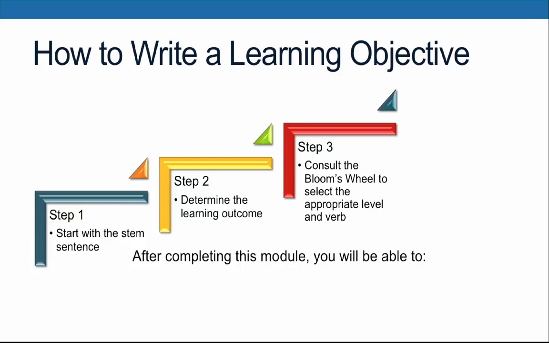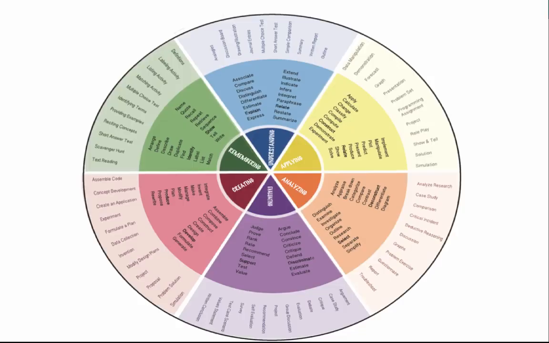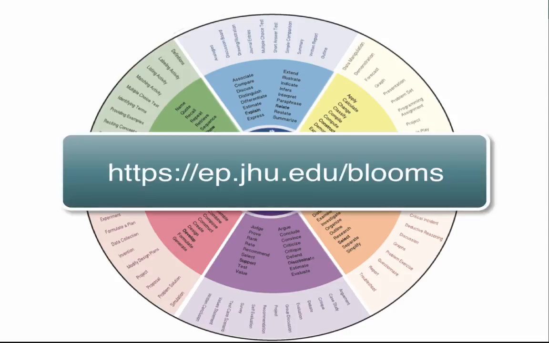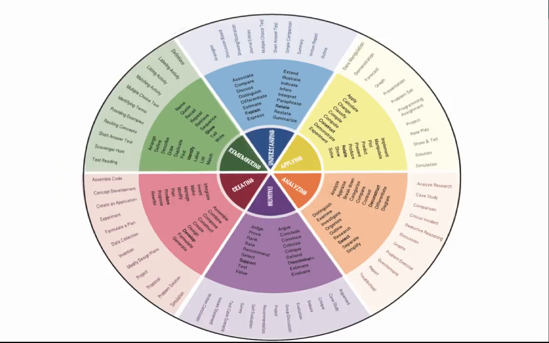Consult the Bloom's Wheel to determine the appropriate level of learning and select an appropriate verb that reflects exactly what you want the learners to do. So, let's take a look at the Bloom's Wheel. I'll note that this helpful tool is available to you online. Simply point your browser to ep.jhu.edu/blooms, and you'll be able to download a PDF of this tool. Okay, back to the wheel.